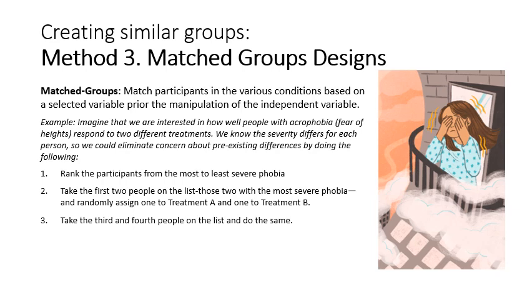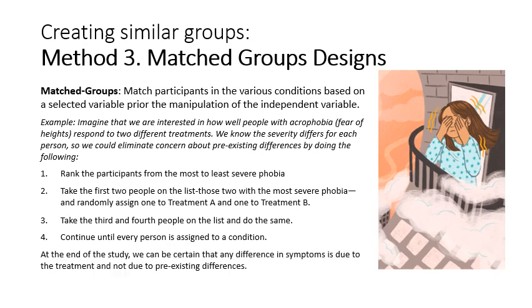So then we would take the third and fourth people on the list, and they would be sort of like the second block, and we would randomly assign them to either treatment A or treatment B, and that process would be random. And we would continue that process until every person is assigned to a condition. At the end of the study, then, if we find that one treatment worked better than the other at reducing the average symptoms, then we could say for sure, with a good degree of confidence, that it was due to the treatment differences and not to just arbitrary pre-existing differences in the severity of their phobia.